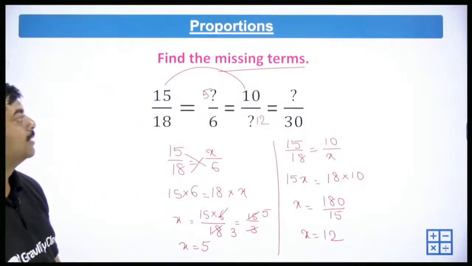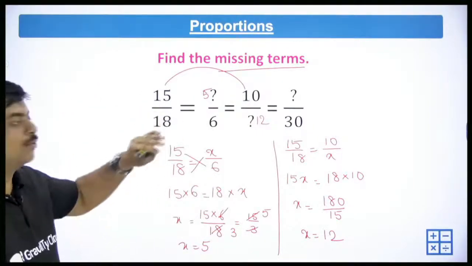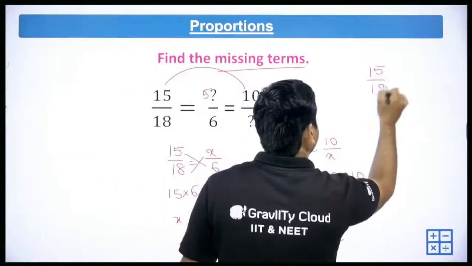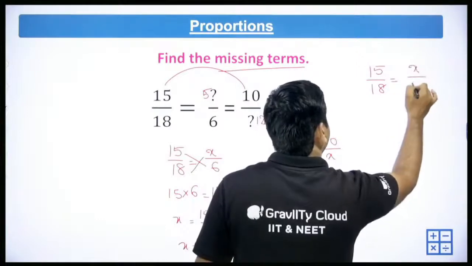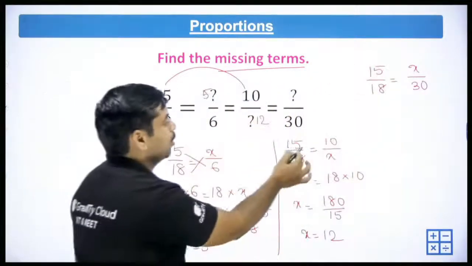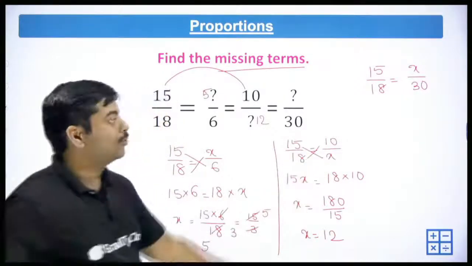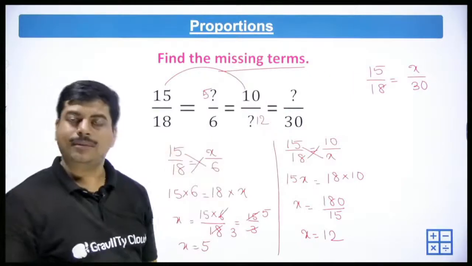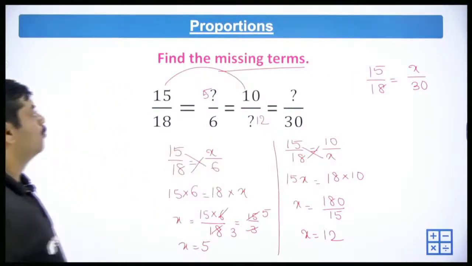The next one, some question mark by 30. So we have 15 by 18 is equal to x by 30. I'm not going to do this one. The same way we have done the cross multiplication method, please try to apply that and try to find the value of x. Right, so we'll go for one more question.